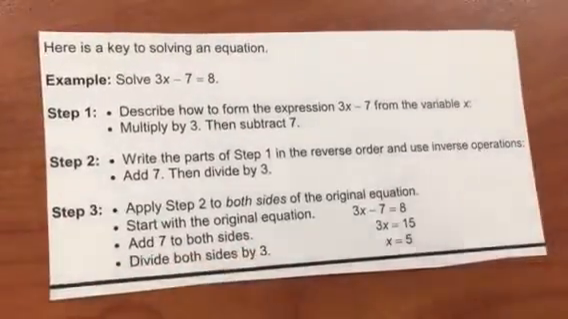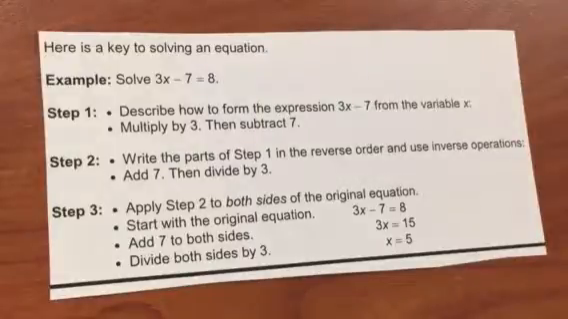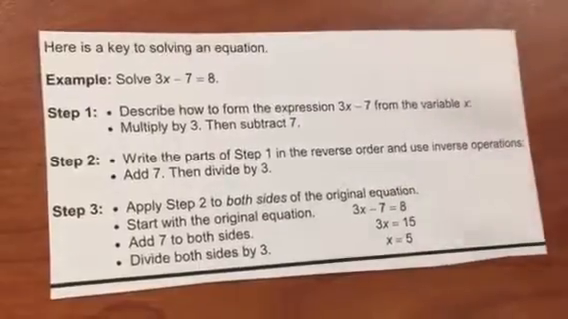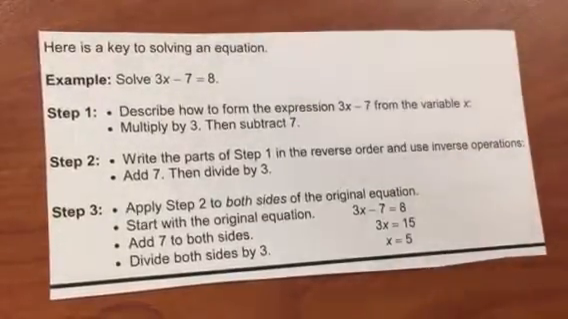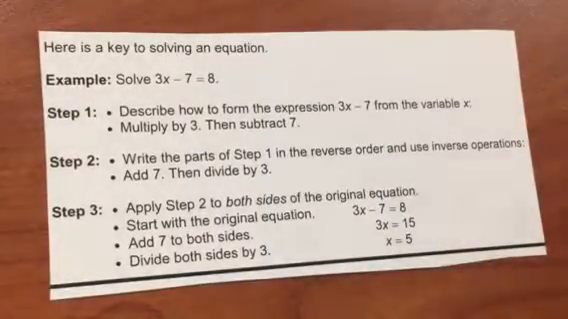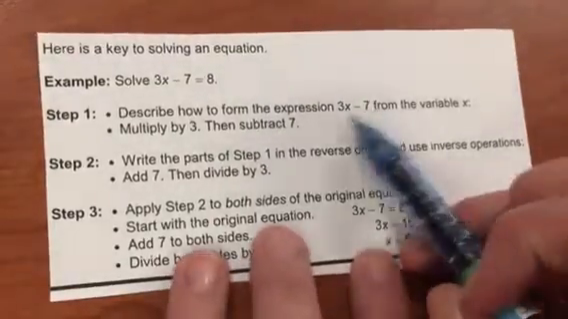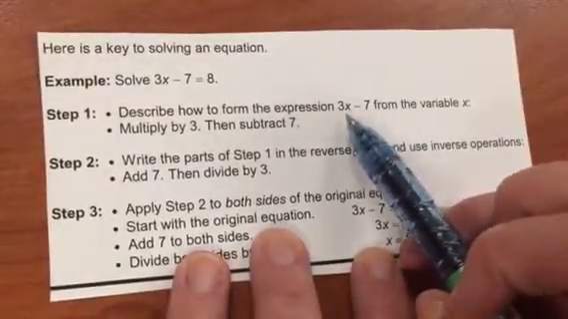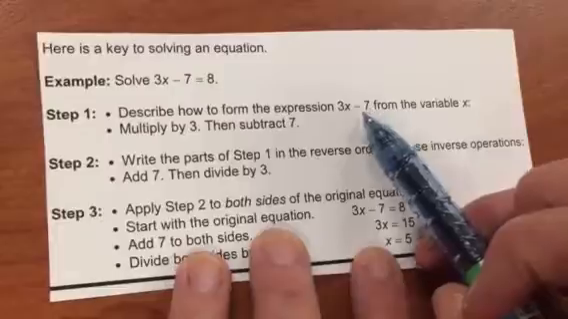Okay, so here's the key to solving an equation. First off, we have the example of 3x minus 7 equals 8. So that's just going to be our example through the problem. Step 1, describe in words how to form the expression 3x minus 7 from the variable x. So in words, I would say the first thing that happened to x, by using order of operations, I would multiply by 3, then subtract 7. Do you notice how they took out the equal sign? You're looking at order of operations, how would I have solved that? I multiplied by 3, then I subtracted 7.